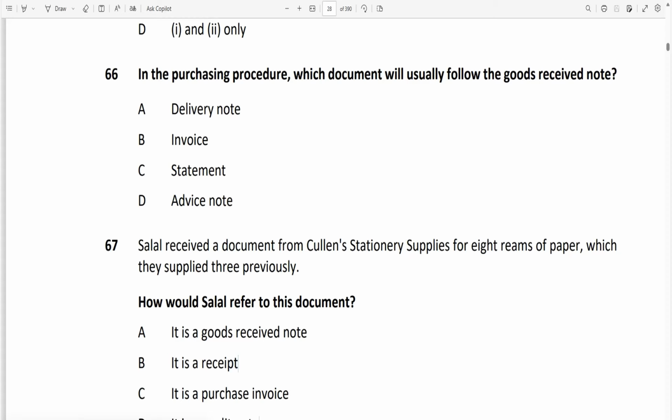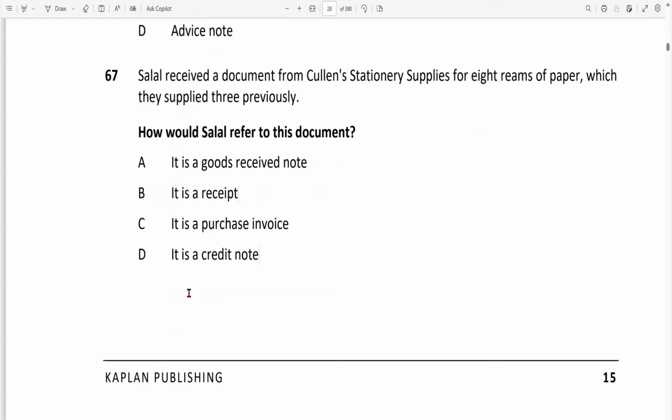All right, so let's start today's question. From today we will be starting from 67. So what the question says: Salal received a document from Kulin Stationery Supplies for 8 reams of paper, which they supplied previously. So basically they are sending a document related to the same item to Salal. The question is asking how would Salal refer to this document.